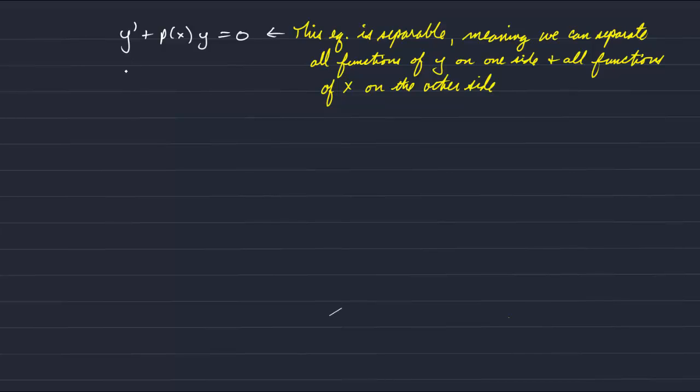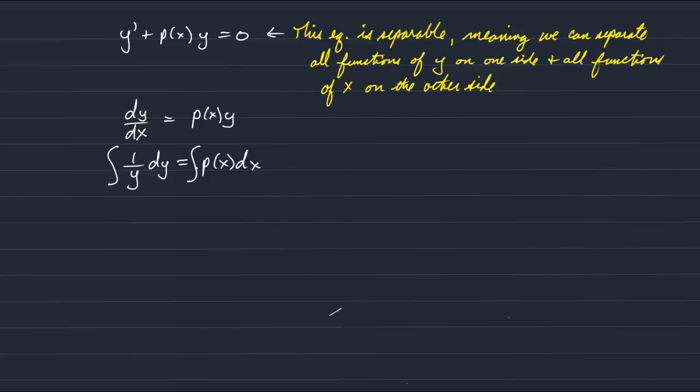So we have dy dx, the first term, is equal to minus p of x times y. And if we divide both sides by y, we have 1 over y dy equals minus p of x dx. So I've divided both sides by y and I multiplied both sides by dx. And this gives a separable form. So because it's separable, we can solve this by integration.